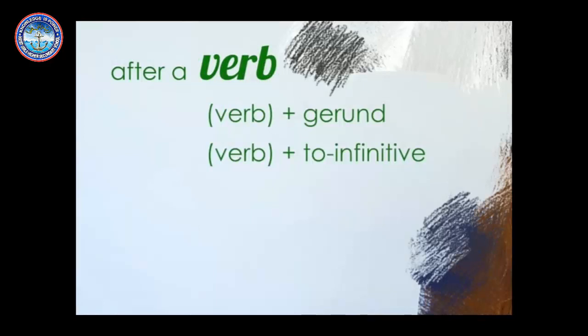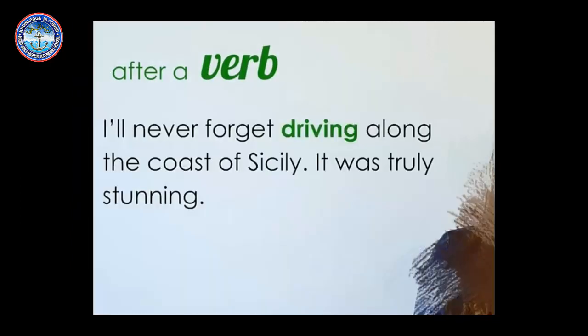Now, you may also see gerunds used after another verb. Some verbs can be followed by a gerund or the infinitive. This can be a little confusing because choosing one or the other can change the overall meaning of a sentence. Because in one sentence the word is a noun and in the other it's a verb. So, for example, I will never forget driving along the coast of Sicily. It was truly stunning. Don't forget to take your grandma to the supermarket.